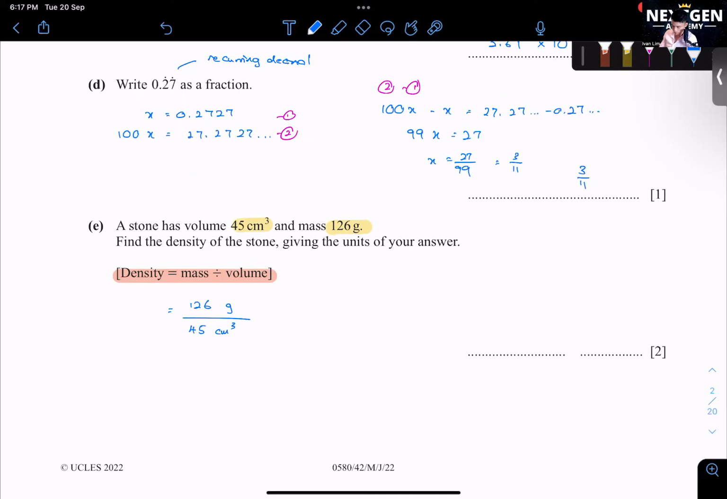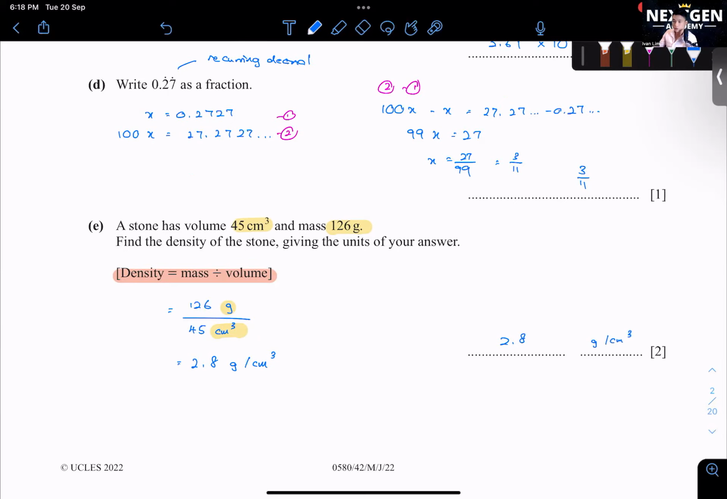You just type in a calculator, you will get 2.8. How do you write the units? You just literally follow only. A couple of you, I think, got the units wrong. Right here, gram per cm cubed. Gram over cm cubed. Per means over, so you just need to write 2.8 gram per cm cubed.